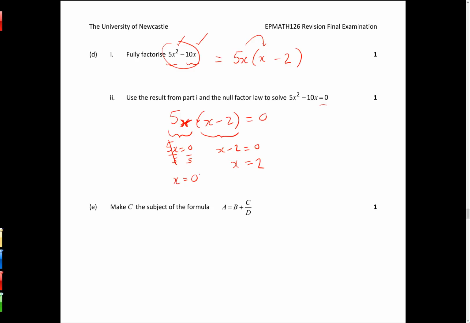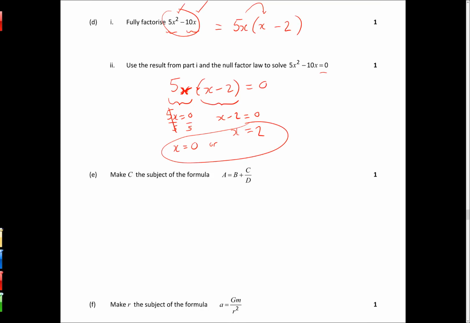Now let's see if my answers are true, because I reckon my answers are x equals 0 or x equals 2. Well, if it's 5 times 0 times whatever, yeah, that's 0. But if I put a 2 in there, 2 minus 2, that's 0 times whatever is 0. Yep, we've got our answers.